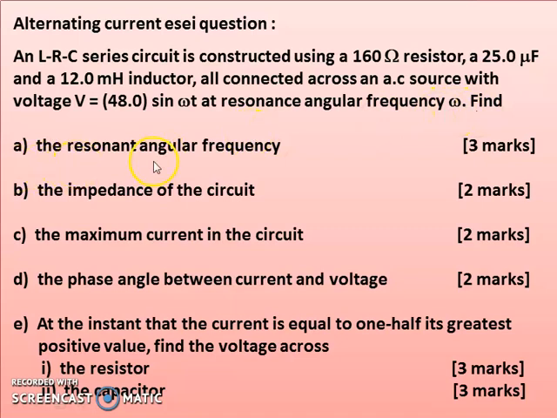Find A. the resonant angular frequency, B. the impedance of the circuit, C. the maximum current in the circuit, D. the phase angle between current and voltage, E. at the instant that the current is equal to 1/2 its greatest positive value, find the voltage across the resistor and the capacitor.